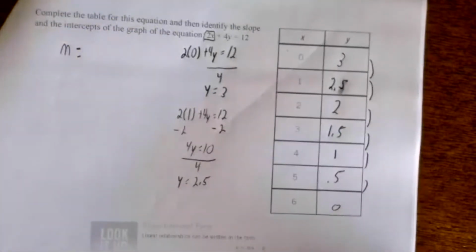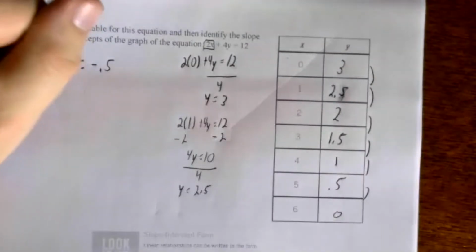It's slanting downward. Is that what you mean? So I want to know what value we give to the slope, right? So what am I changing by each time? 0.5. Negative 0.5, right? Because we're going down. Okay, so my slope here is negative 0.5.